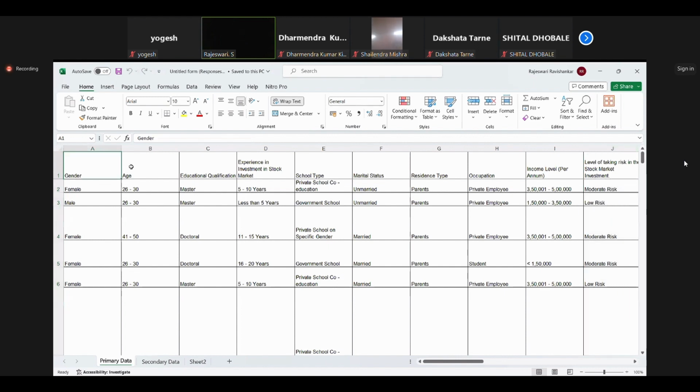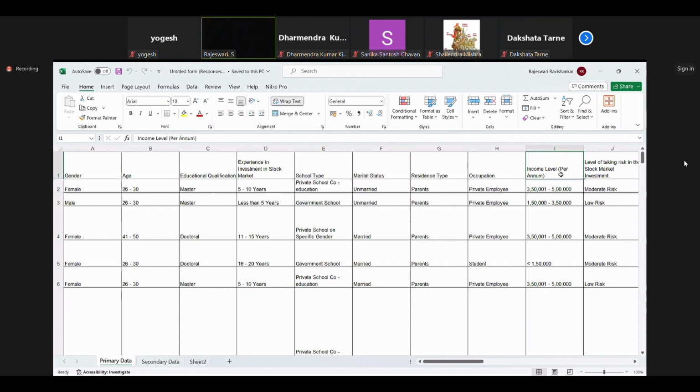That means the gender, age, education qualification, experience in the investment stock market, what school type they have, marital status, residential type, occupation, income levels. Okay, so all these things are demographic. Whether these factors will influence any other part, that I can do the comparison.